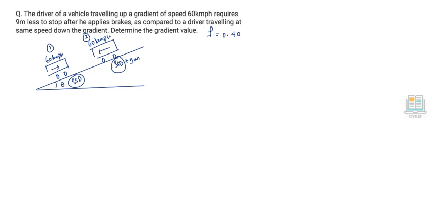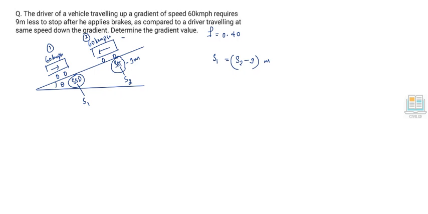Let's keep the stopping sight distance of this vehicle as SSD, or simply represent it as S. So both are traveling at the same speed. That's one thing we have in common here. Stopping sight distance of vehicles 1 and 2: vehicle 1 requires 9 meters less than that of vehicle 2. Pardon, here this is minus. So S1 will be equal to S2 minus 9 meters.